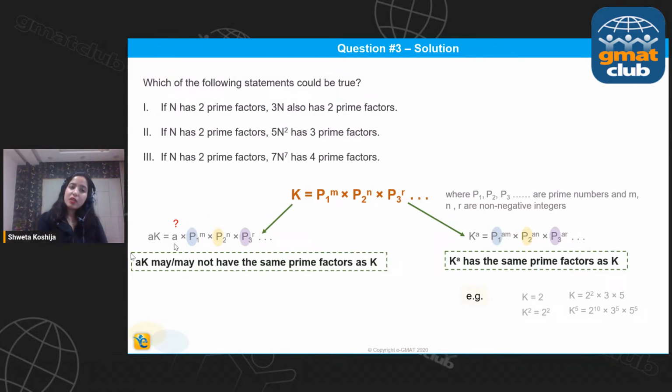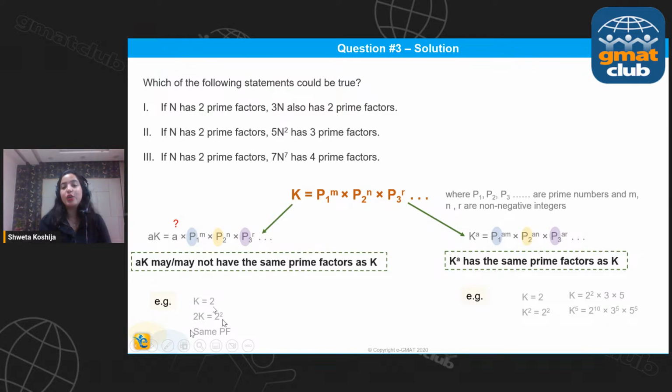But it's also possible that this a here is anyway one of p1, p2, p3, in which case this ak will have the same prime factors as k. So this is very important. I'll show you an example. So in this one, if k is 2, even 2k is 2 squared. That means this extra that I multiplied, this 2, this was already a prime factor of k.